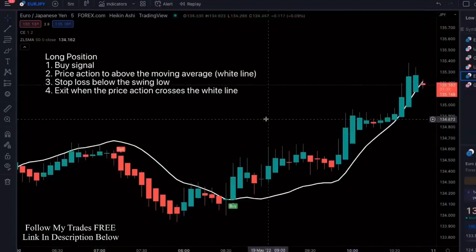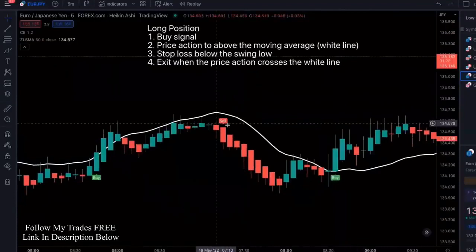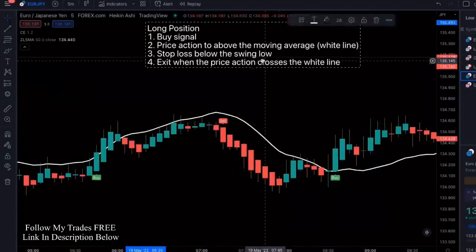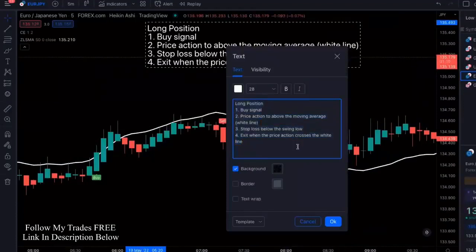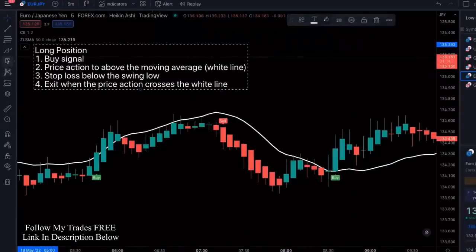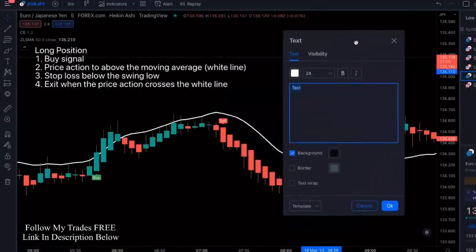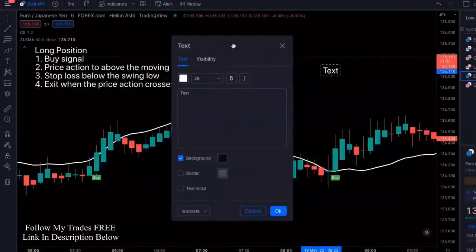an exit point, because the price action right now has crossed over the white line. All right, now let's look at short positions. For example, this would be a good short position sale. So on this, let's open up another one so you guys have these notes.